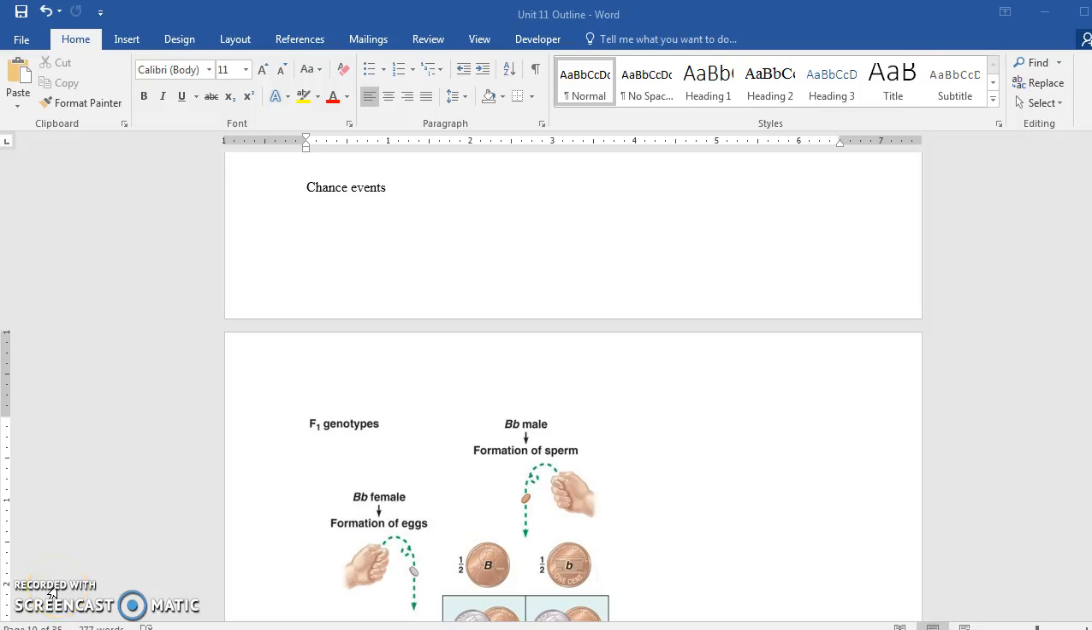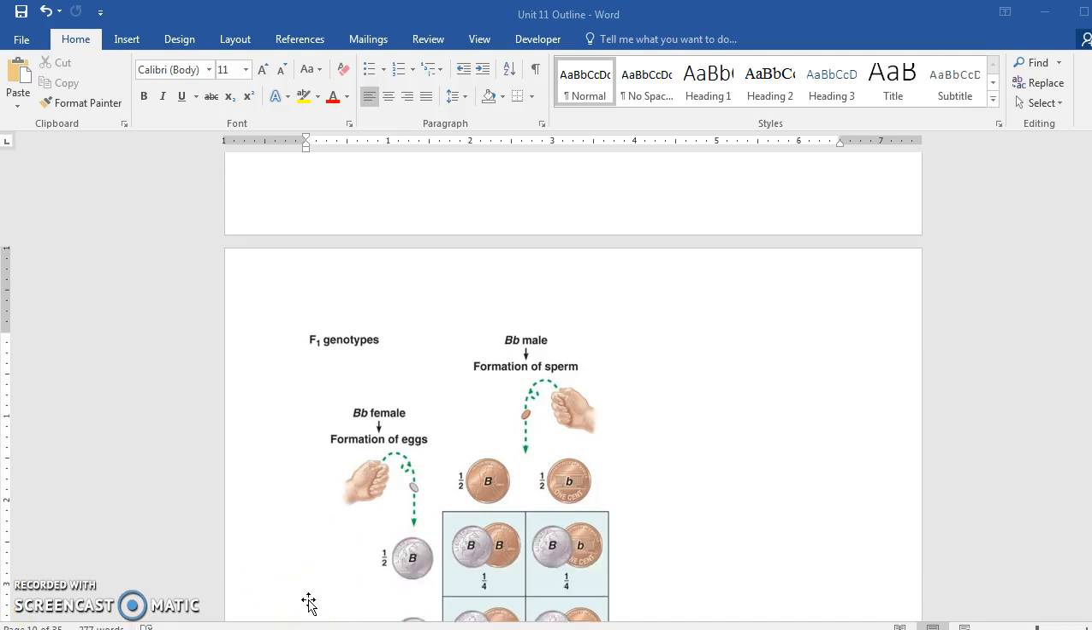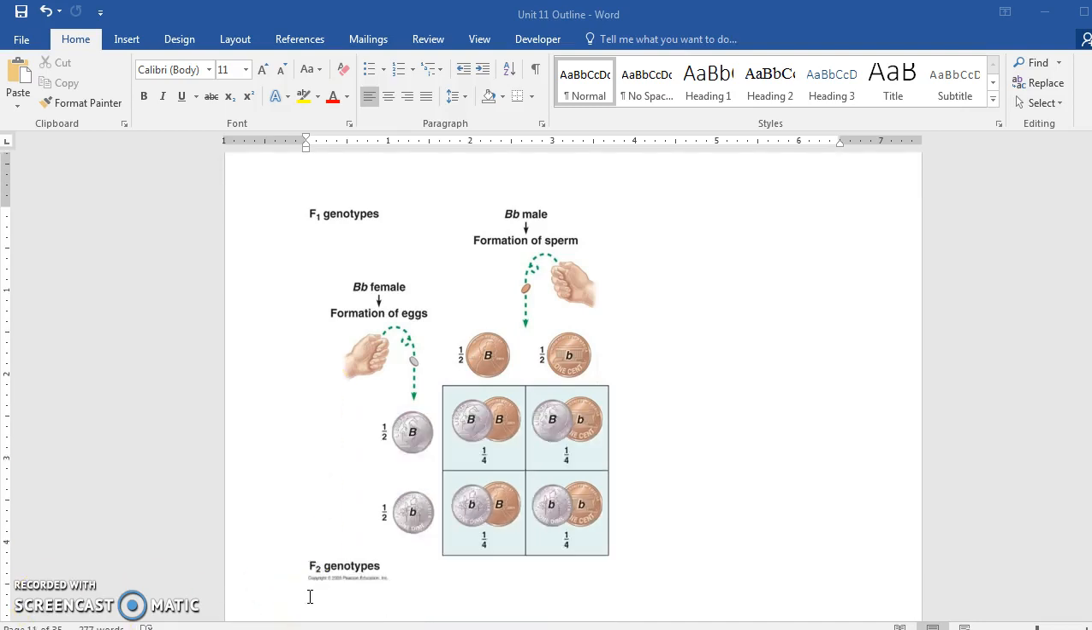This is screen capture unit 11.3, the third video for unit 3 that has to do with heredity. And for this third video, we talk a little bit about chance events and ratios and statistics. And I don't think this will be too difficult.